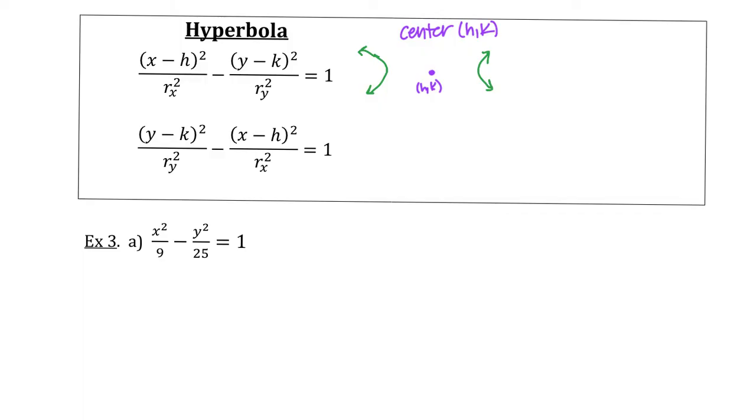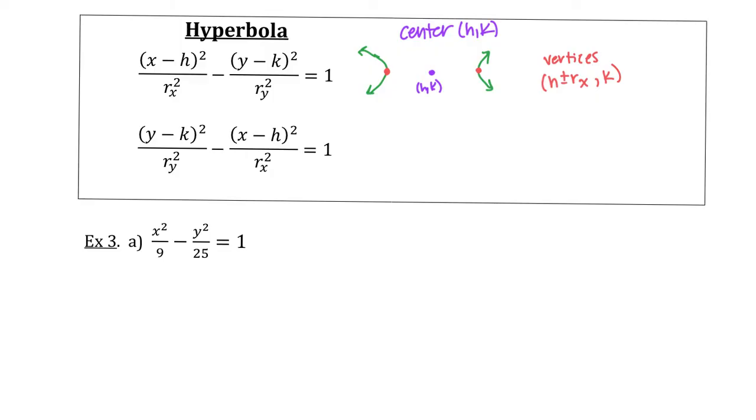Okay, it opens in the x direction because it has a positive x term. Okay, the vertices are this point and this point. Because this is opening in the x direction, from the center, it's going to the right, Rx, and it's going to the left, Rx. So to find the vertices, in this case, it would be h plus or minus Rx, comma k. And your book sometimes uses a and b, which I'll show you in another section.